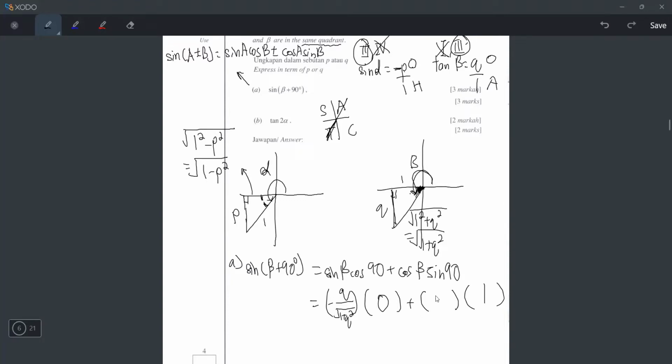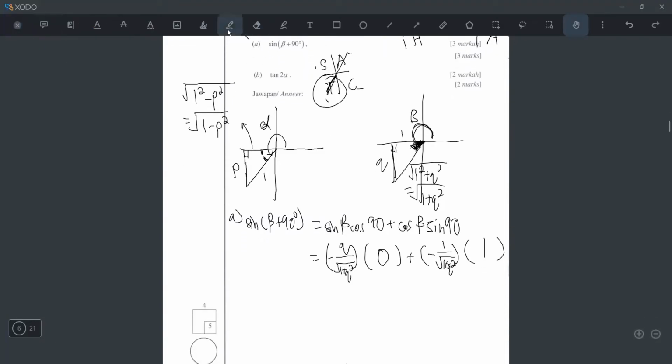Okay, let's do cos beta. Cos will be adjacent over hypotenuse, but you have to consider the quadrant later. You might have to add a negative later. That's why I leave some space here. The adjacent is 1, and the hypotenuse is square root 1 plus q squared. And please consider the quadrant. Add sugar to coffee. Because this is just the cos beta's reference angle. Beta is actually quadrant 3. So in quadrant 3, you have to add a negative for cos. Because in quadrant 3, only tangent is positive.